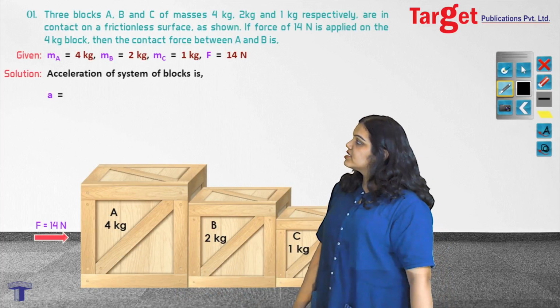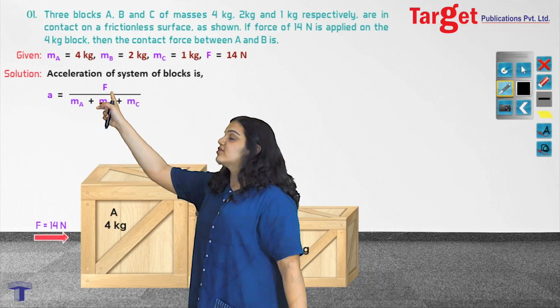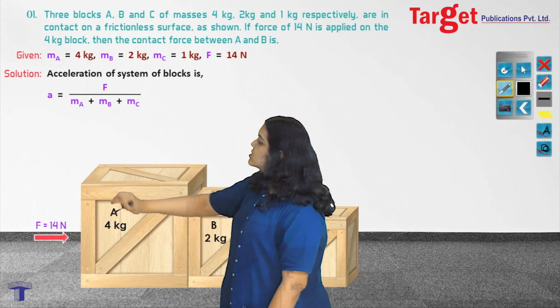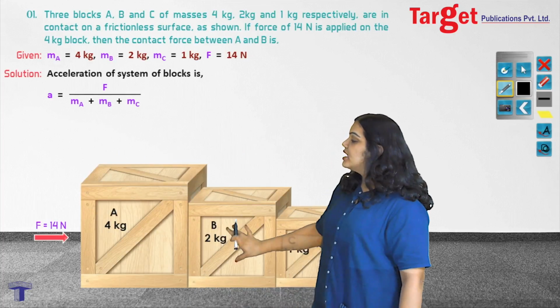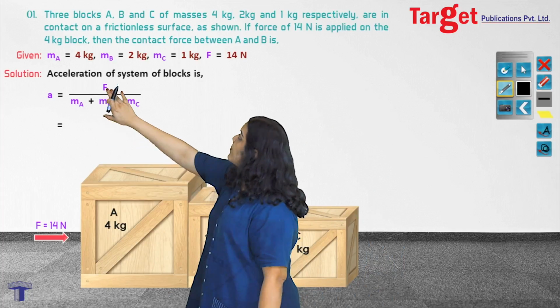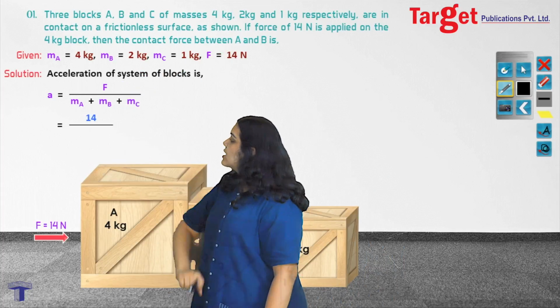So the acceleration of the system will be nothing but the force on the system, which is F, divided by the total mass of the system, which is the mass of A, plus the mass of B, plus the mass of C. And to solve this, I will simply put the values. Capital F is 14 Newton, I will take it from here.